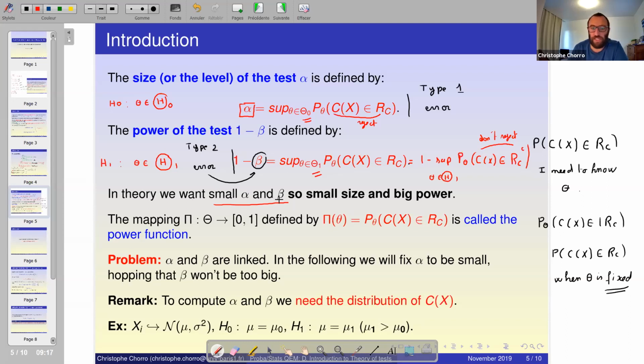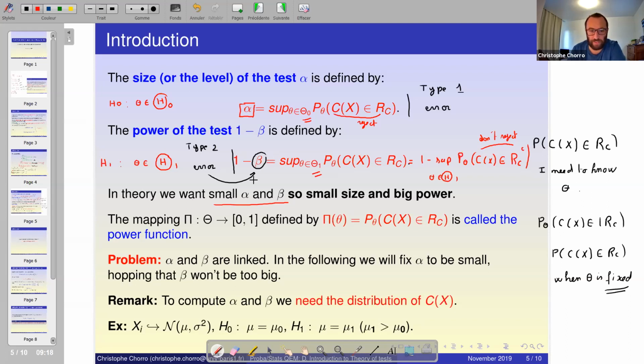And I want beta to be big. And what is beta to be big? So beta is a probability, a supremum over probabilities, so it's a parameter between 0 and 1. And to say that my beta will be big means that my 1 minus beta will be small. So I want a big beta. Excuse me, I made a mistake here.